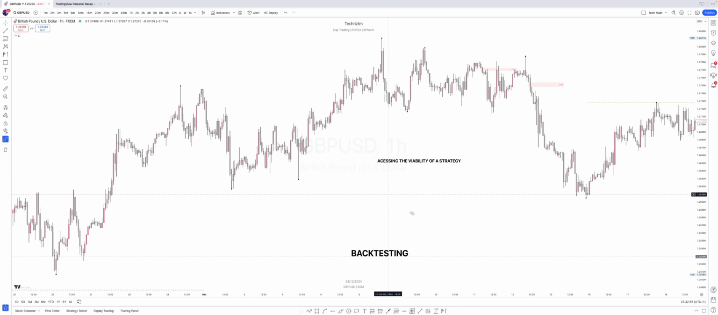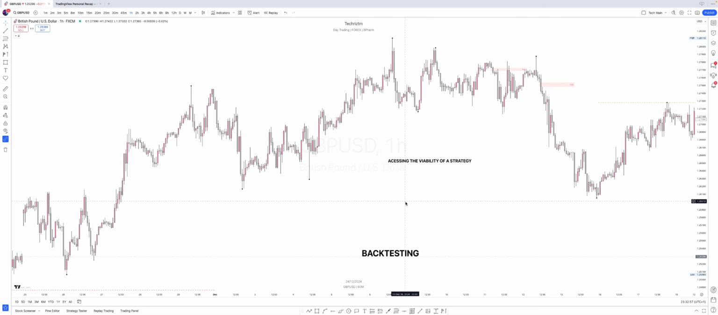Now, why is backtesting so important, right? I'm going to be breaking this importance into three key points. The first is that it saves you time and money. Backtesting helps a trader filter out ineffective strategies before trading live. As simple as that, and that's what I just talked about. It helps you filter out ineffective strategies before trading live, right?